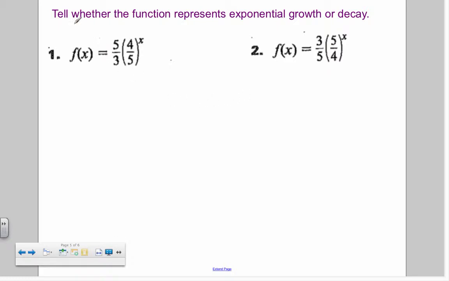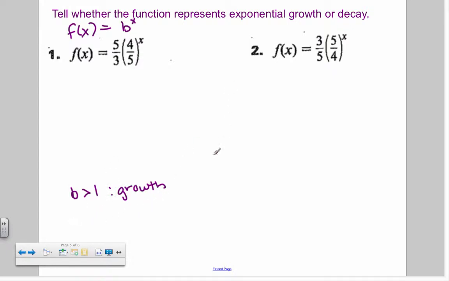To do that, I have to think about my function being written in the form of f of x equals b to the x power. So the number being taken to the x power is the number that we're looking at specifically to tell whether we have growth or decay. And if I write some notes down here, if my b is greater than 1, then I know I'm going to have growth. And that's because I'm multiplying something by something greater than 1. It's going to keep getting bigger.